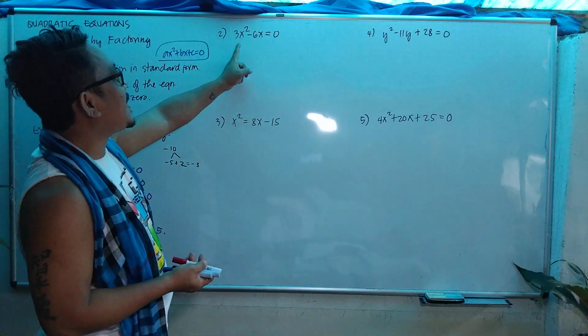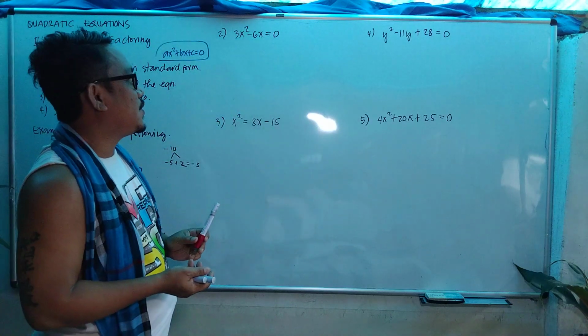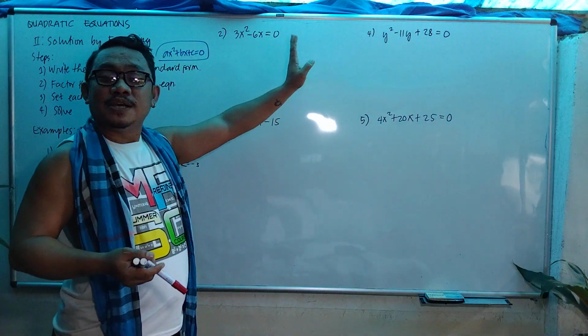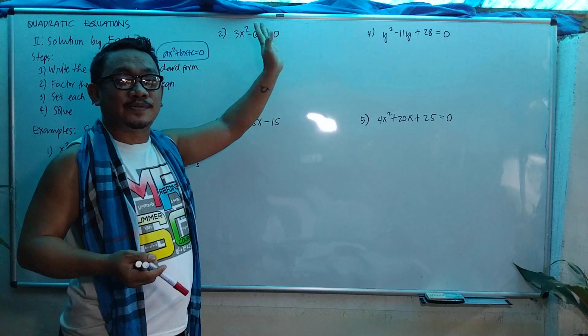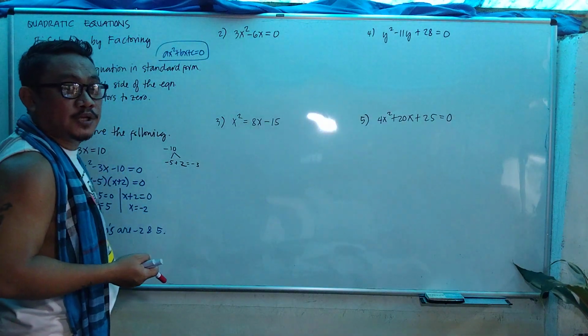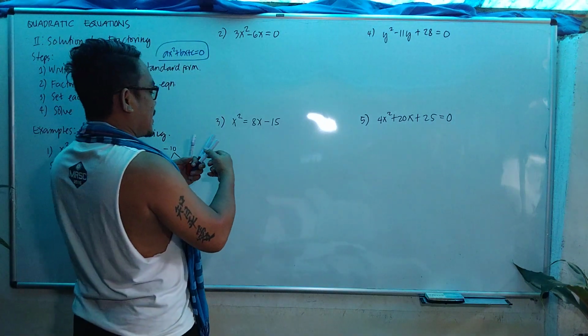We are given 3x squared minus 6x is equal to 0. It's clear, class, that in this example, the right side of the equation is already 0. We no longer need to transpose anything to the left side. It is already 0. So let's move on to step number 2. We factor the left side.